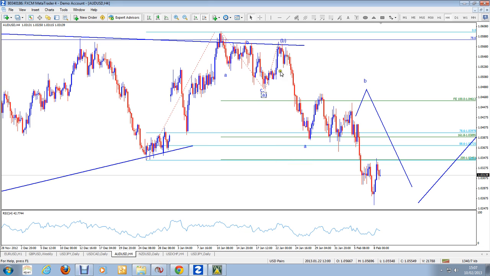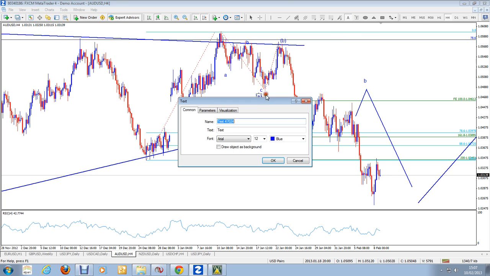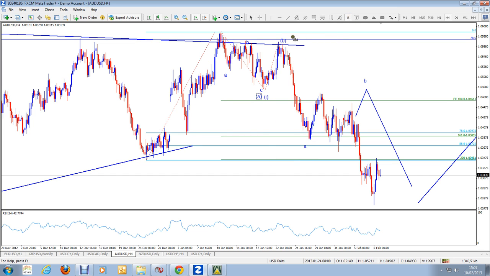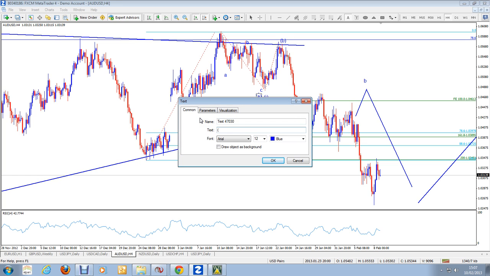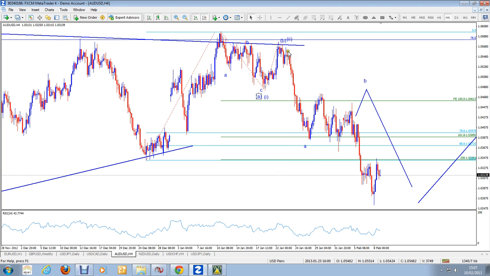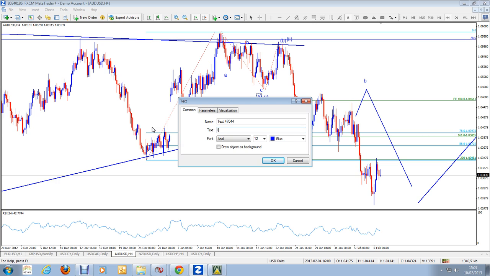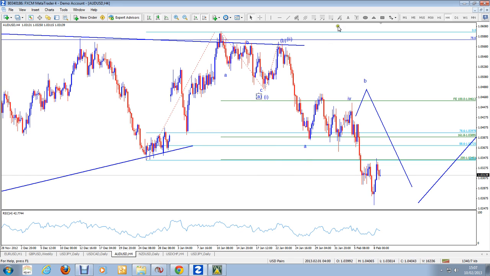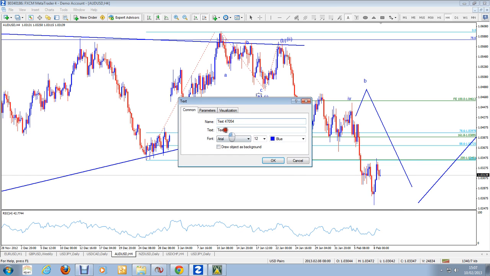Wave 1, wave A, wave B, and we are working on a wave C, assuming we're going to finish here. But this could also be a larger degree wave 1, wave 2, and then you got 3, this messy one here. I suspect this will be running flat, so it'll be wave 4, and then coming down for wave 5.